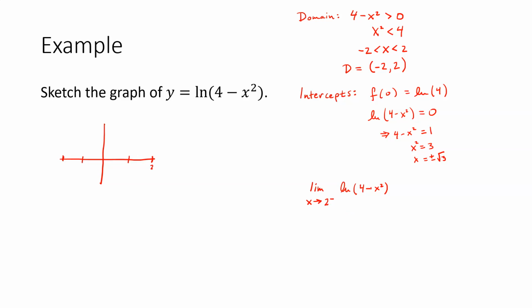And if we're approaching from the left, then we know 4 minus x squared will approach 0 from the right, and so this will be equal to -infinity. I think something similar can be explained for what's going on as x approaches -2 from the right. Since here, if I'm approaching -2 from the right, 4 minus x squared will also approach 0 from the right. So that will also go to -infinity. So it appears that at -2 and +2, we actually have vertical asymptotes in the graph.